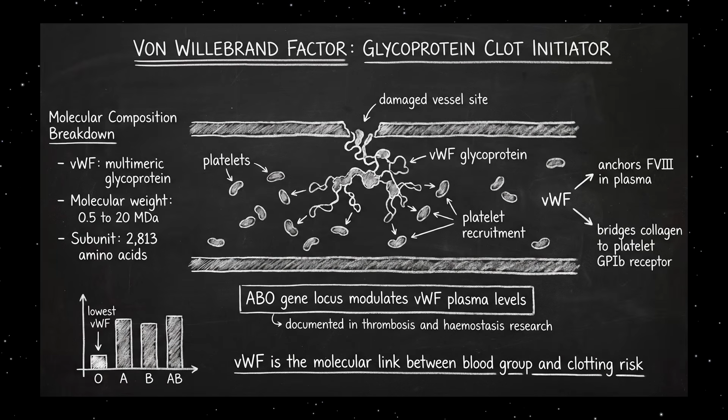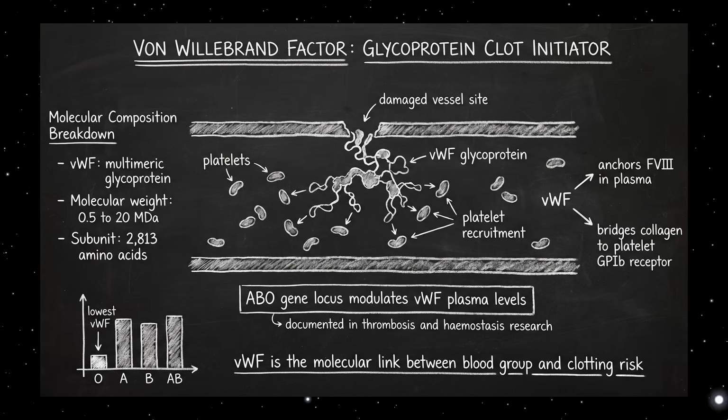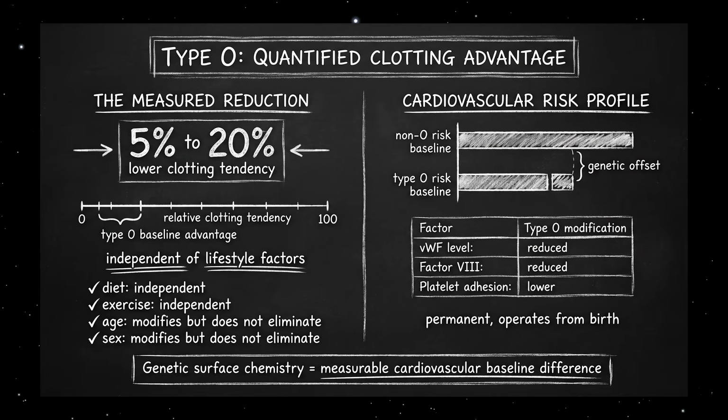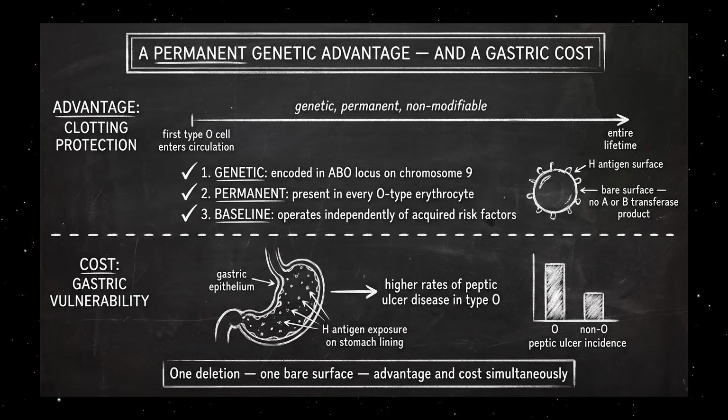The mechanism traces through von Willebrand factor, a glycoprotein that initiates clot formation by recruiting platelets to damaged vessel walls. Franchini and colleagues documented this association in thrombosis and hemostasis. The practical significance: if you are type O and your physician has discussed clotting risk, the 5 to 20% reduction the bare surface provides is a measurable baseline advantage that modifies your cardiovascular risk profile independently of lifestyle factors. The advantage is genetic, permanent, and has been operating since the first type O cell entered circulation.